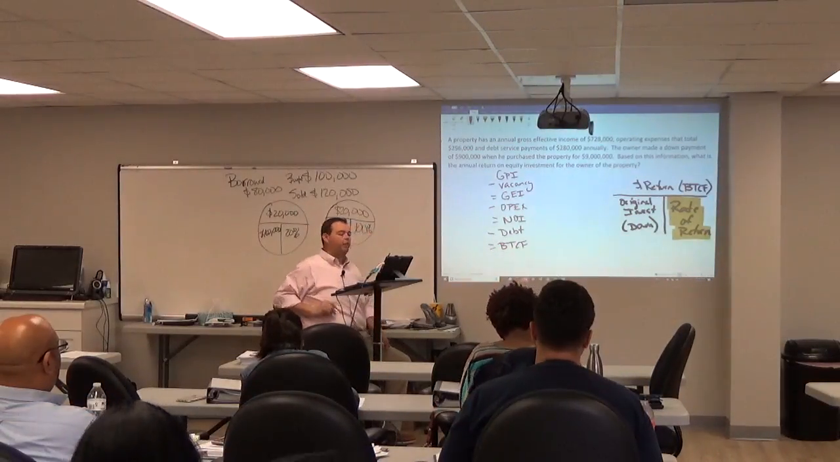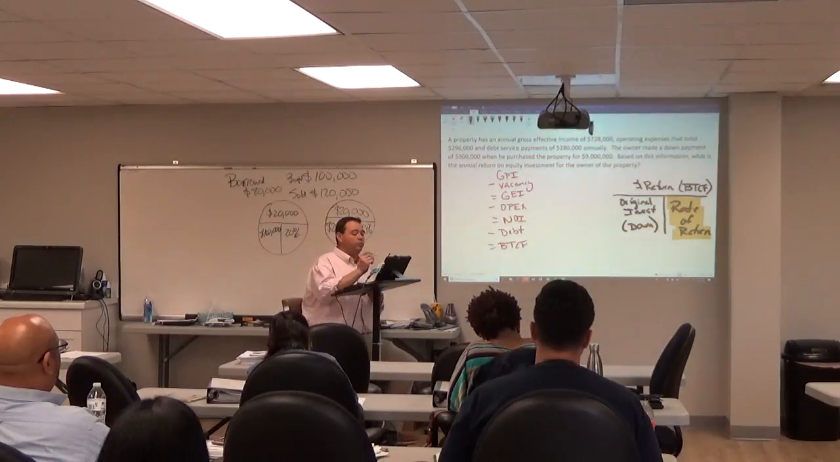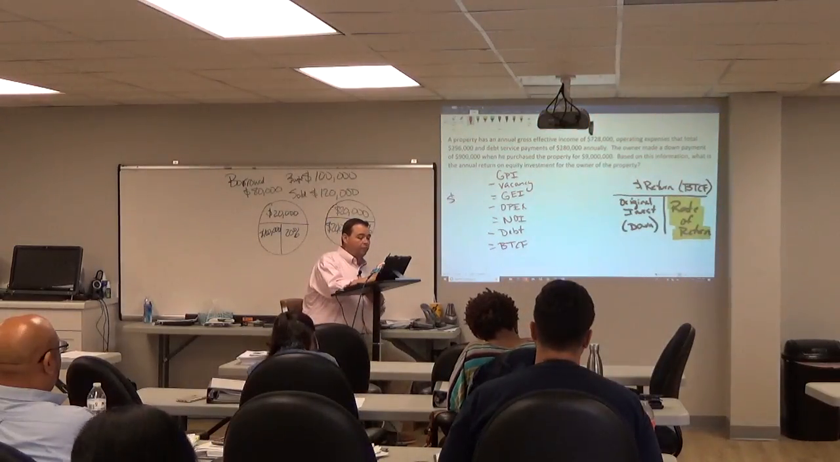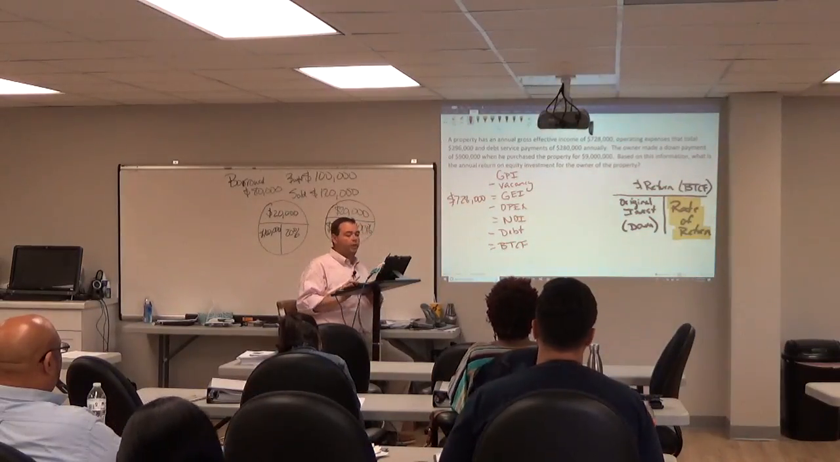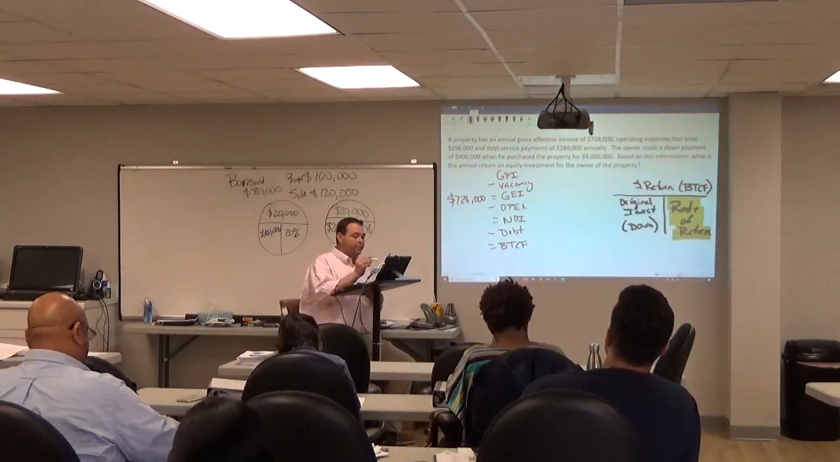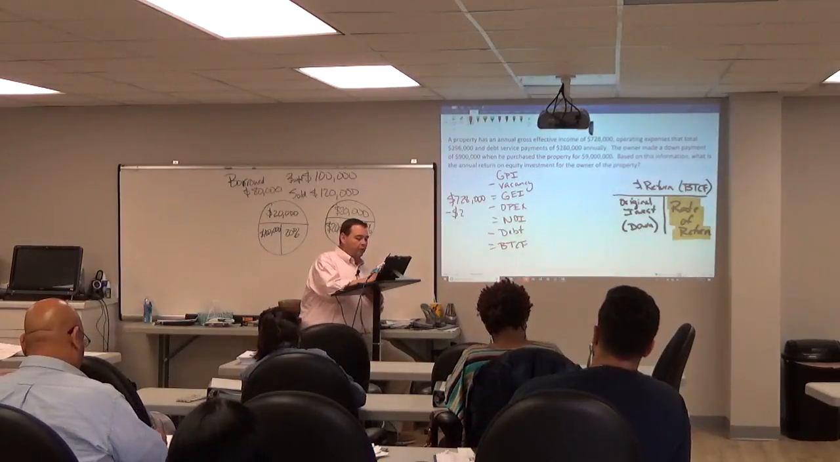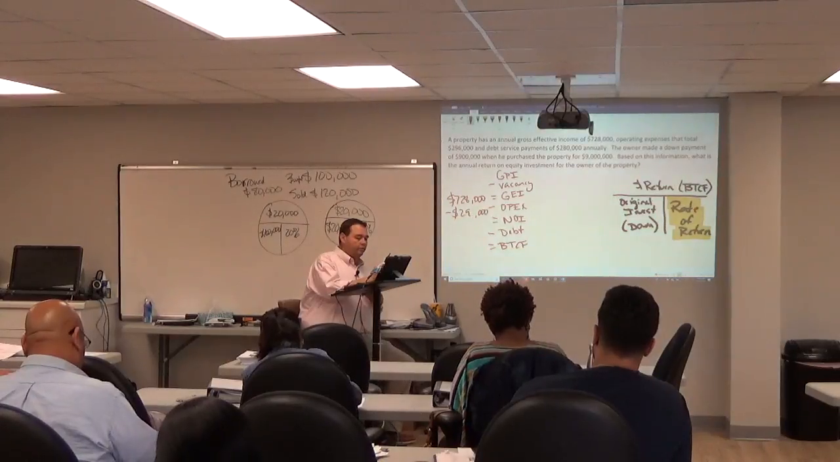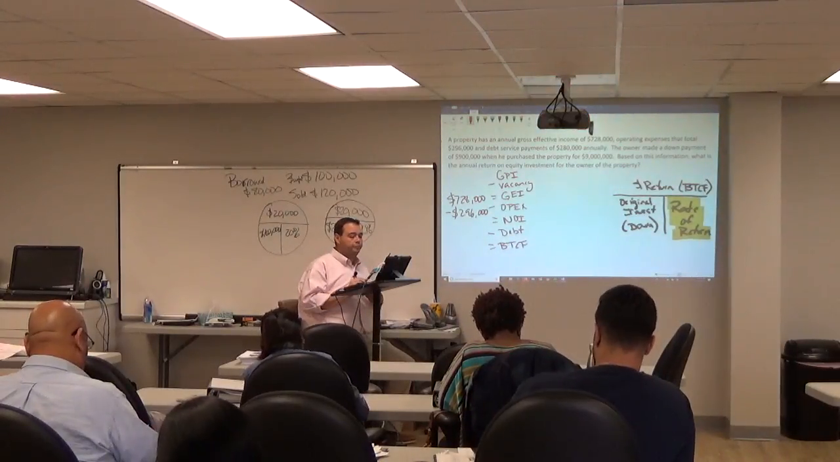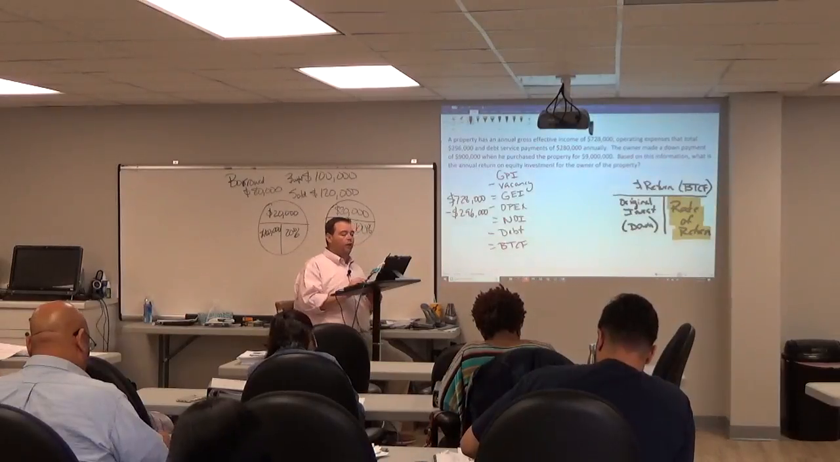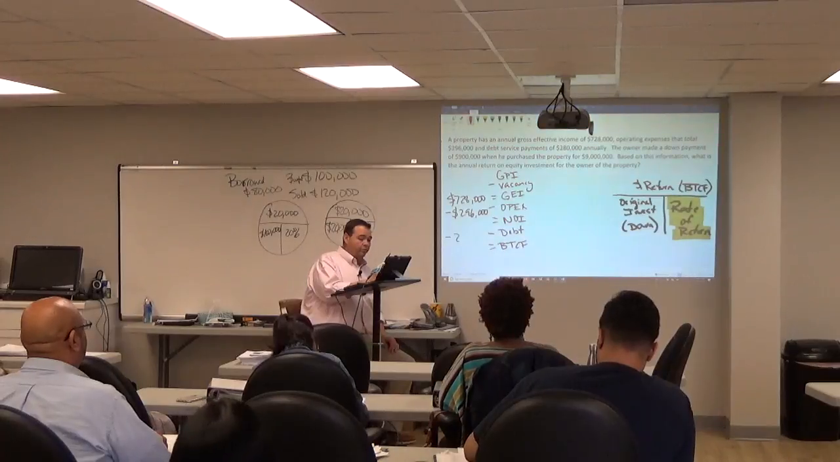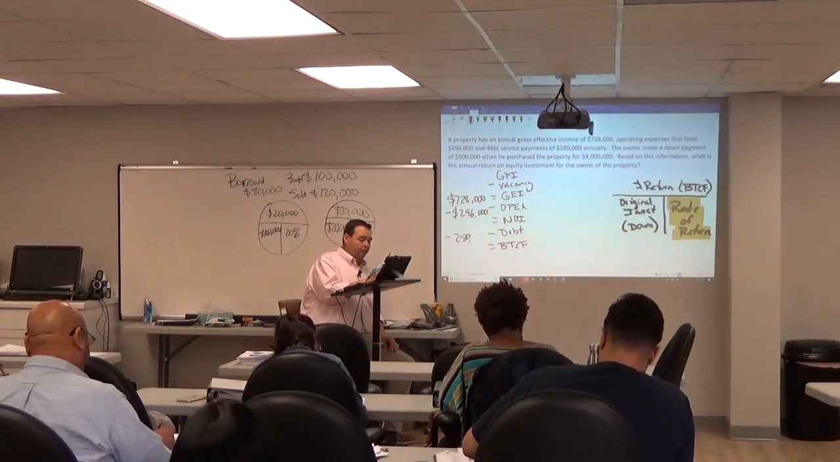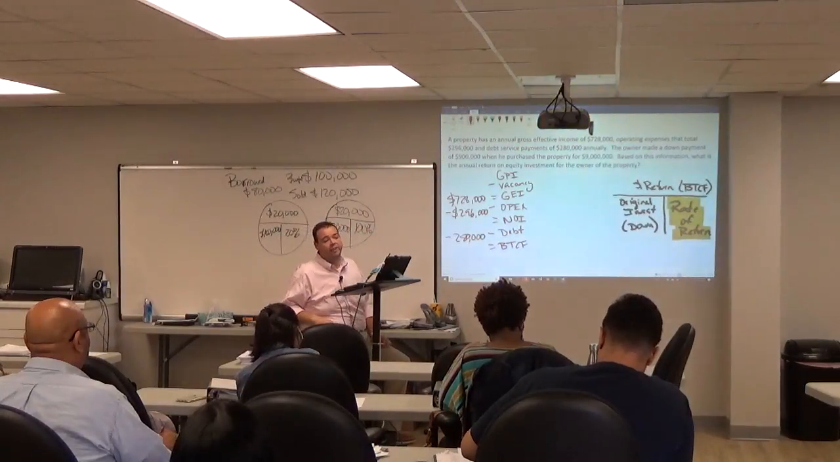So here's the information they gave me. Has an annual gross effective income of $728,000. Well, I don't need to do any math with that, I just need to write it down. Operating expenses that total $296,000, so minus $296,000. And debt service payments of $280,000 annually, so minus $280,000 in debt service. Based on that information, can I get to a before tax cash flow?